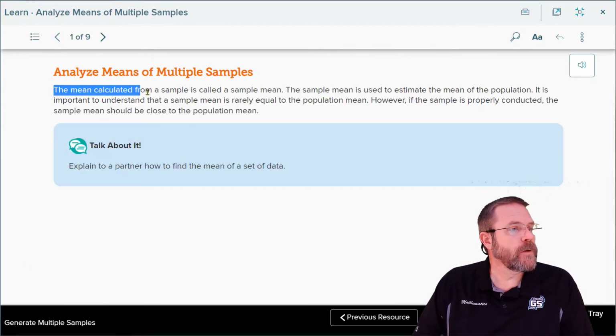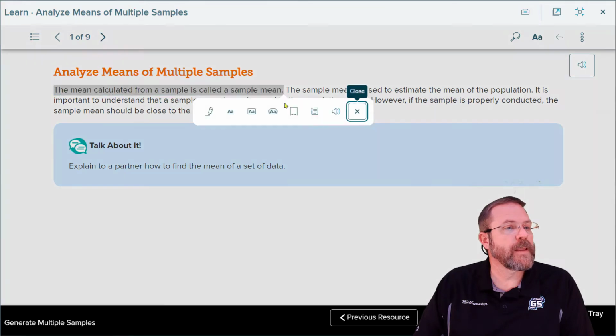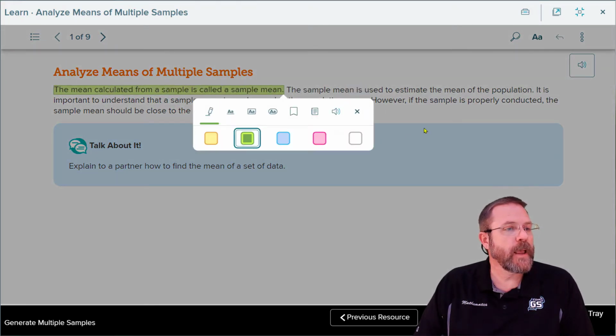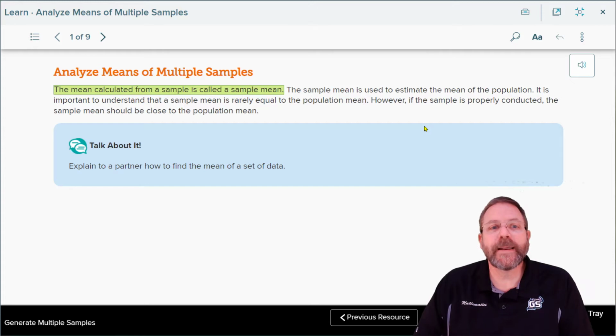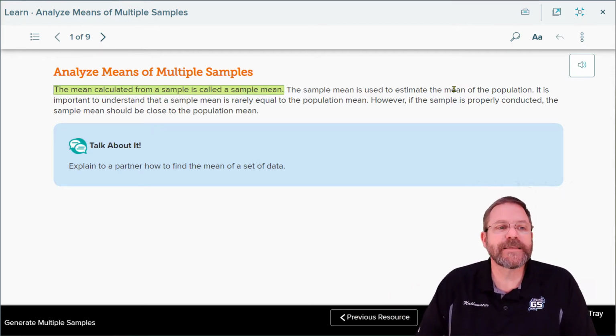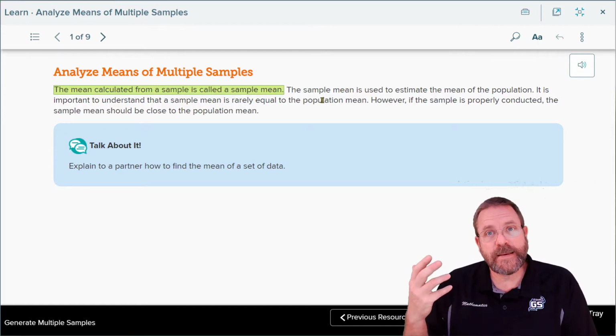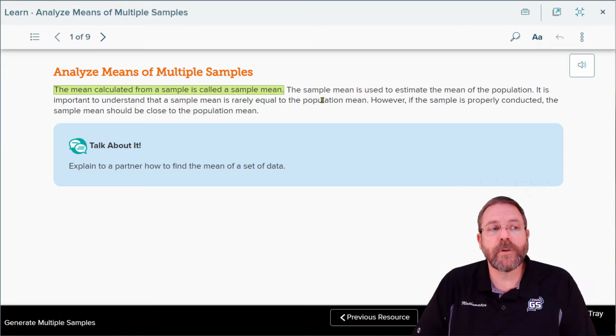The mean calculated from a sample is called a sample mean. I don't think that'll be an actual vocab term, but we're going to highlight it anyhow. The sample mean is used to estimate the mean of a population. So you take several different samples, you average that sample, and you get the sample mean. It is important to understand that the sample mean is rarely equal to the population mean. So you're not likely to get the exact average of what you would have in the population. However, it's probably going to be pretty dang close if you conduct the sample properly.